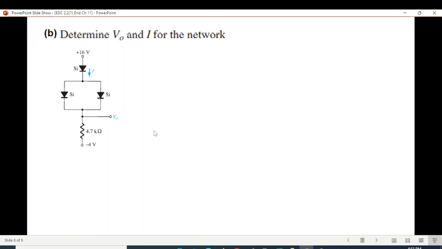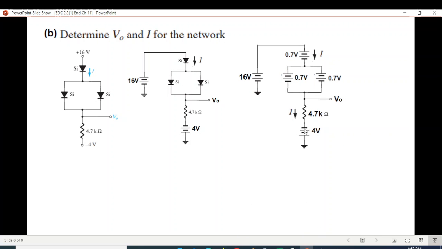Okay, part B. Again, we connect all the batteries. So 16 volt battery here, negative 4 volt through this battery. The bigger battery is making all 3 diodes forward bias. You can see positive touching here, through this touching here, through this touching here. So all 3 silicon diodes, they'll be forward bias. Our circuit will become like this now.